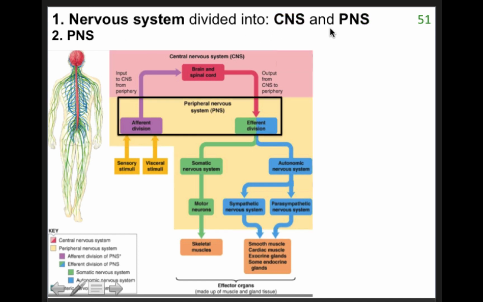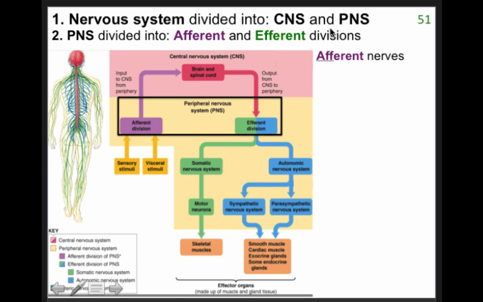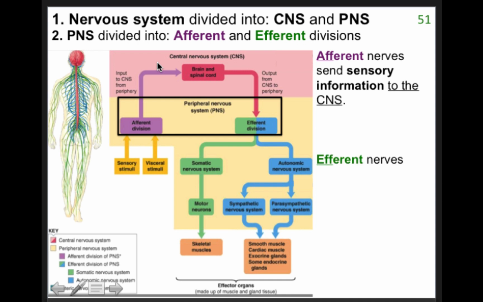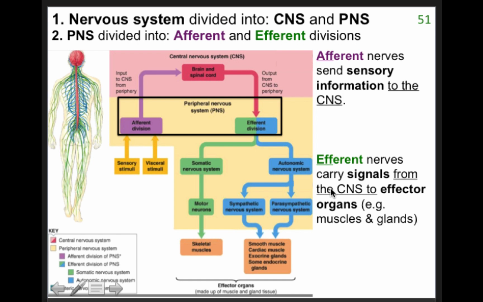Second division, we can take our peripheral nervous system and divide that into 2 parts as well, which is the afferent and the efferent divisions of the peripheral nervous system. The afferent nerves are the ones that send information to the central nervous system, and the efferent nerves are the ones that send the information away from the central nervous system, right? So these signals could be sent from the brain, for example, to different effector organs, so different muscles and different glands, right?